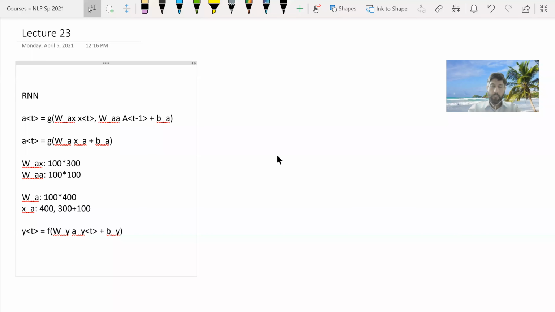So any questions here so far before I start into the next model?